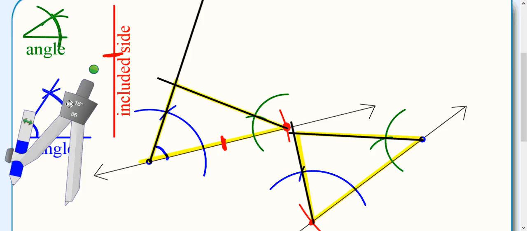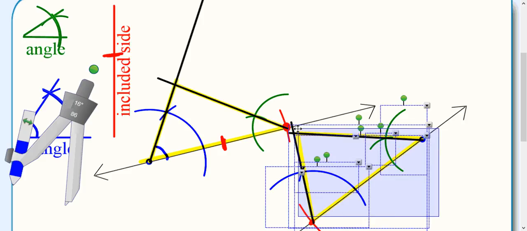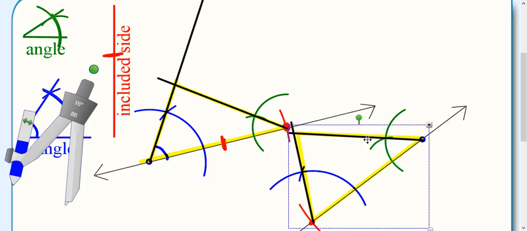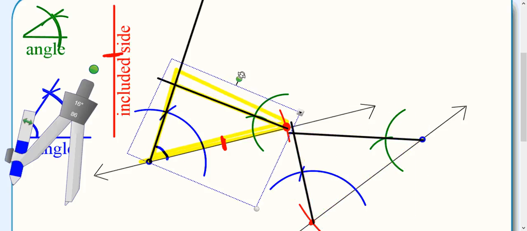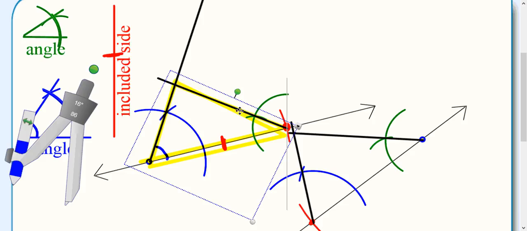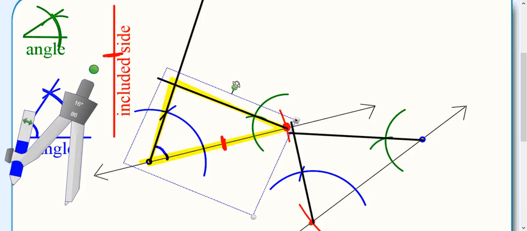And looking at them, it may or may not look like they're congruent, but you can match them up and you can see pretty good that they are.